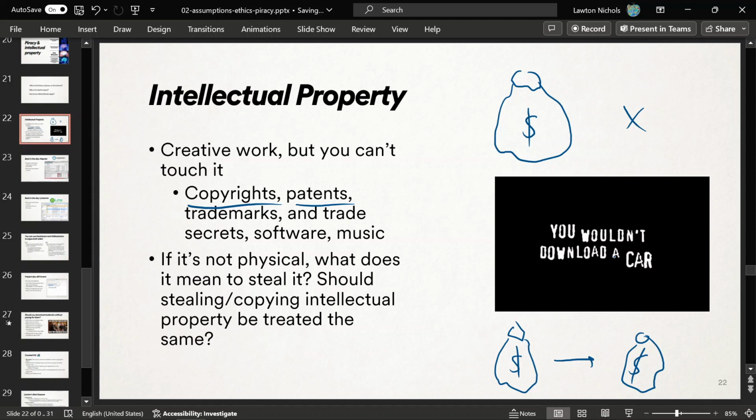And so there are some silly commercials about how you wouldn't download a car, and the meme example is, I would if I could, right? But it's different, isn't it? It's not like you're robbing somebody and they don't have it anymore. You're not stealing a CD from a store. You are legitimately making a copy of it, and so nobody loses it. You just gain it now. All right. So should it be treated the same is the question. That's for you to think about.